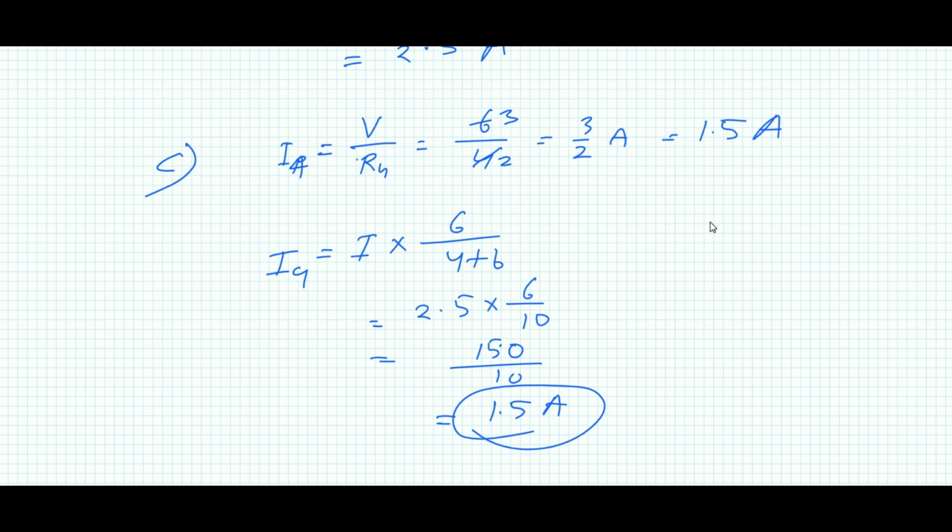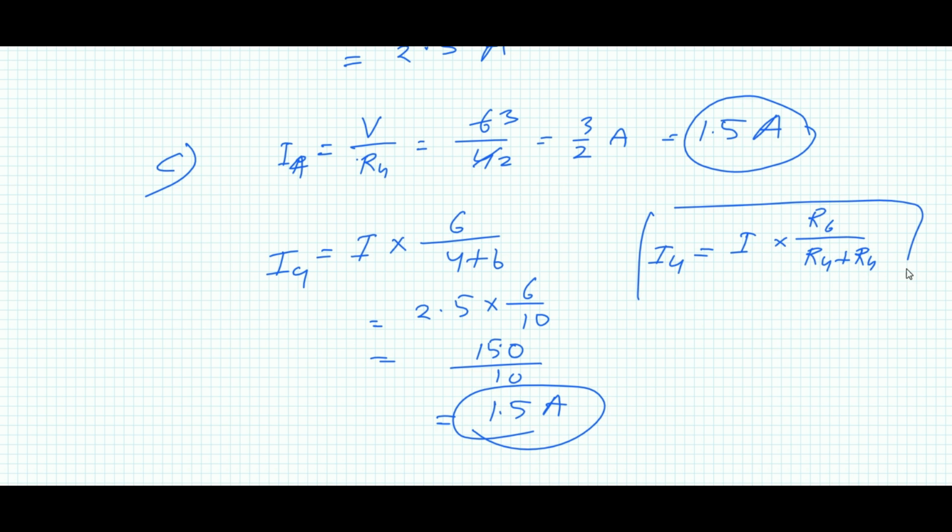So this value and this value are the same. What we applied here is a formula: I4 equals main current into R6 by R4 plus R6. By this formula we can calculate the branch current in a parallel combination. Similarly, we can write I6 equals total current into R4 divided by R4 plus R6.